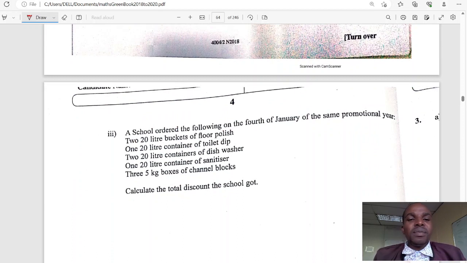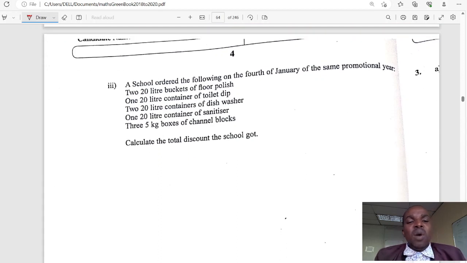The next question. A school ordered the following on the 4th of January of the same promotional year: 2 20-liter buckets of floor polish, 1 20-liter container of toilet dip, 2 20-liter containers of dishwasher, 1 20-liter container of sanitizer, 3 5 kg boxes of channel blocks. Calculate the total discount the school got.